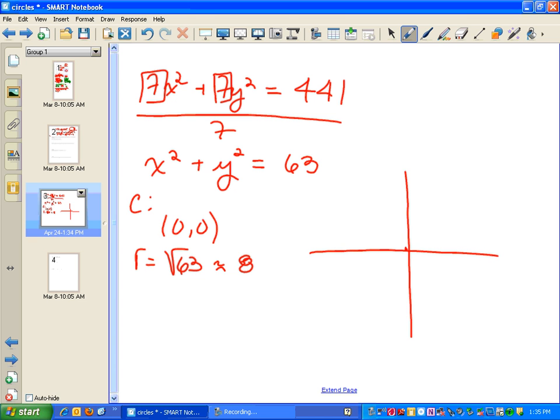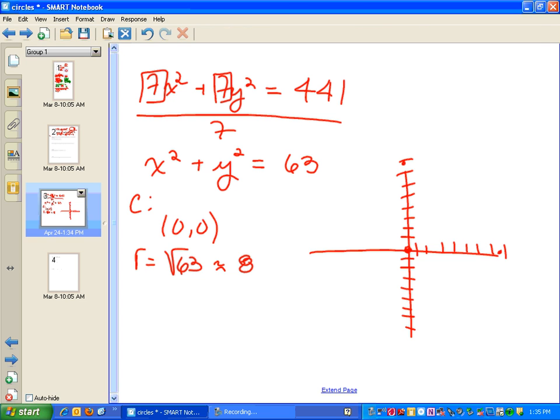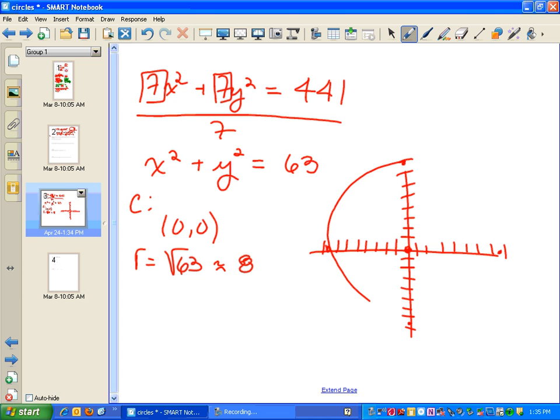So we're at 0, 0. 1, 2, 3, 4, 5, 6, 7, 8, almost 8, in each direction. All right, Emily, this should look like yours this time.